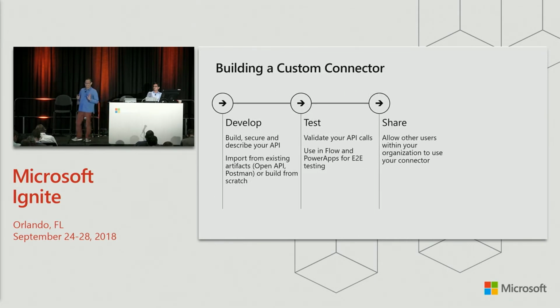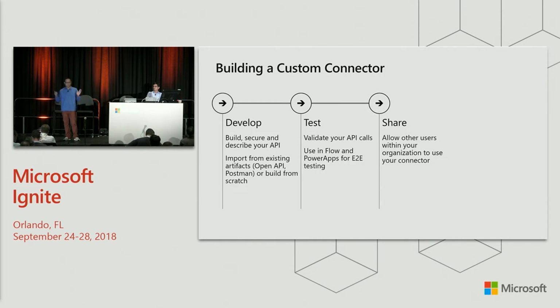Okay, so you build and develop your custom connector, you test it out, and you'll probably build an application on top of it. And then you share your connector in your organization. You can share it with everyone in the organization, or with a specific group of people, or a single person. It's all up to you. And these are the steps that you take for building a custom connector.